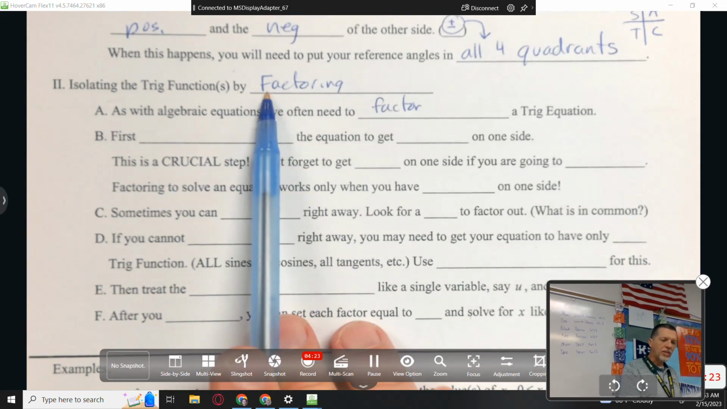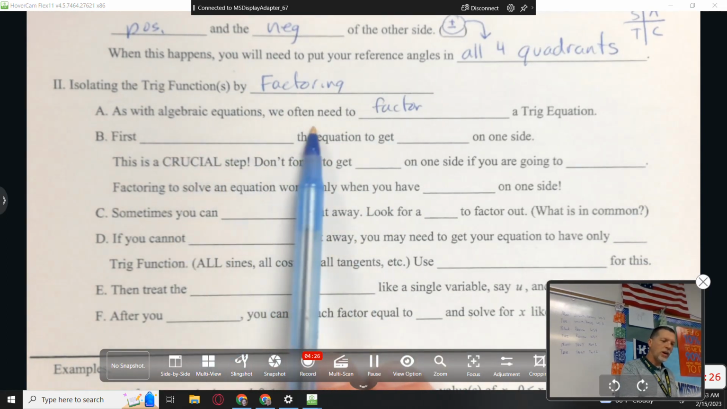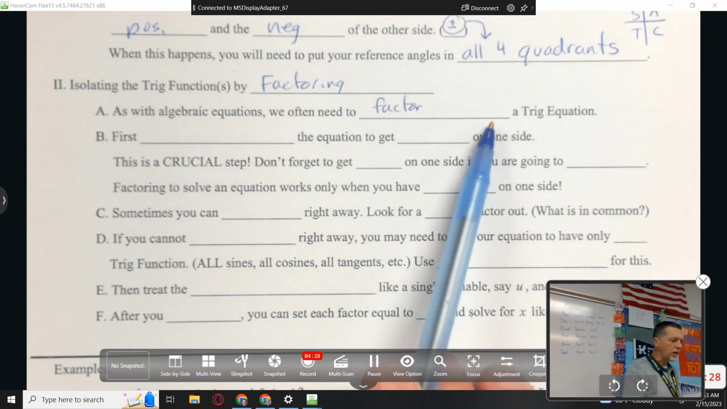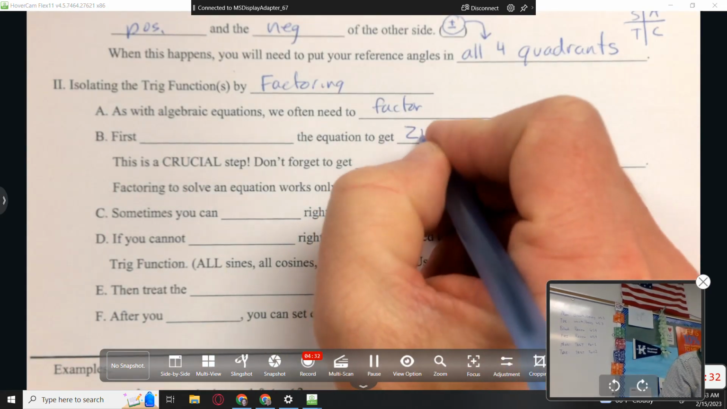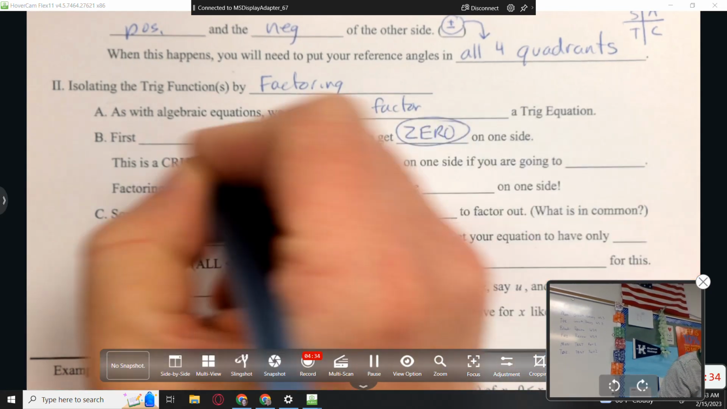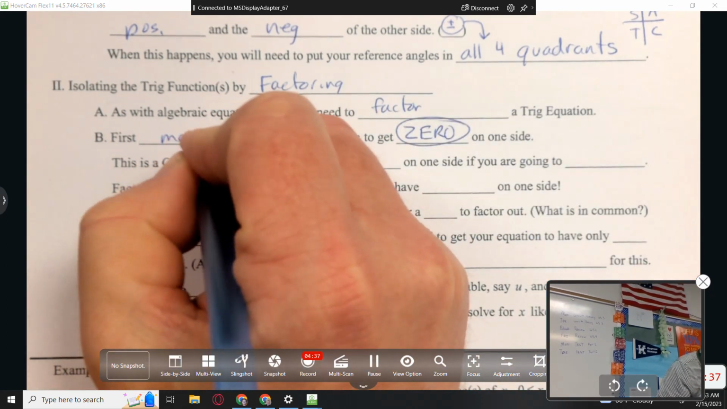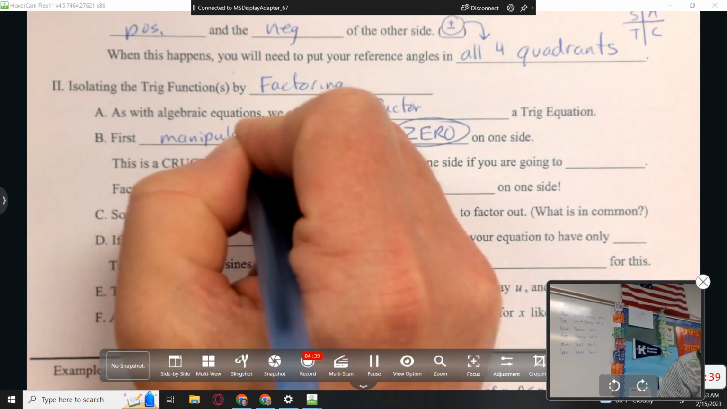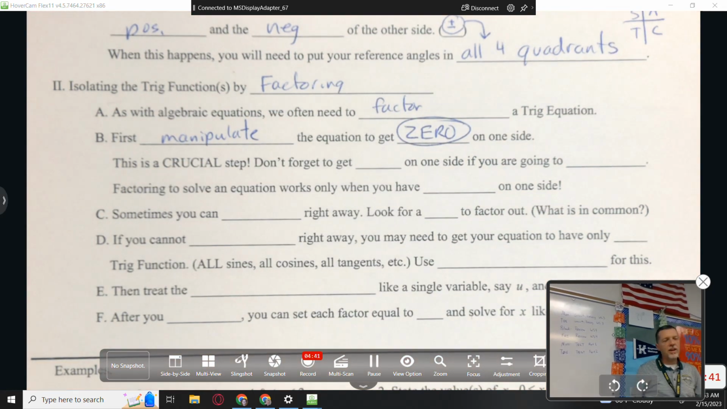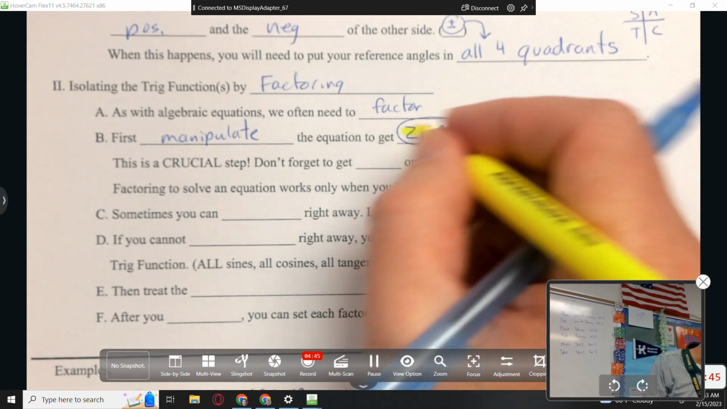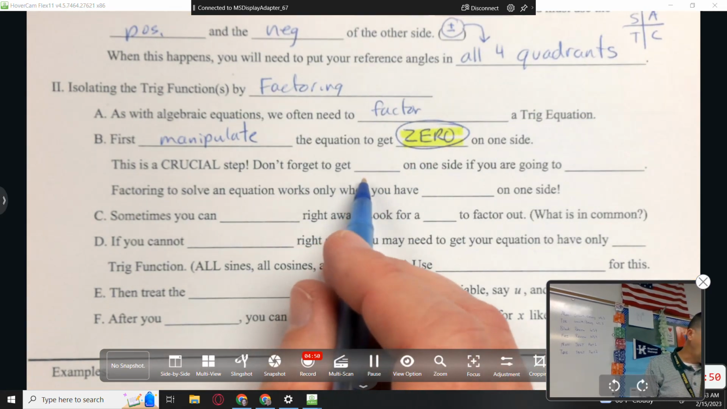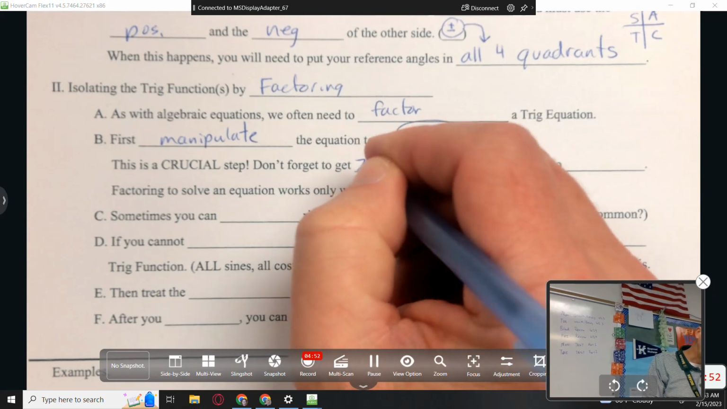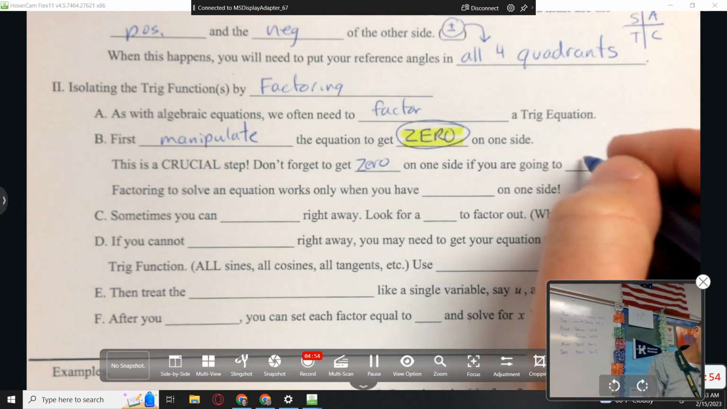All right, second method would be factoring. As with algebraic equations, we often need to factor a trig equation. First, get 0. Like, that's the important blank there. Manipulate the equation to get 0 on one side. Please do not factor unless you have 0 on one side. This is a crucial step. Don't forget to get 0 on one side if you're going to factor.